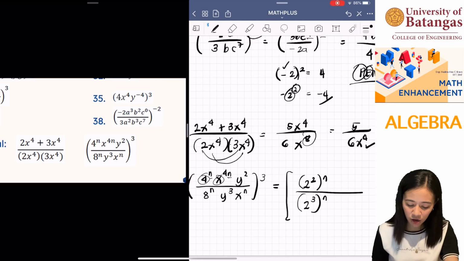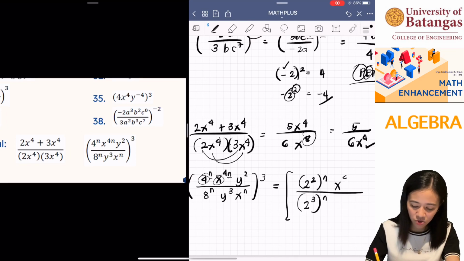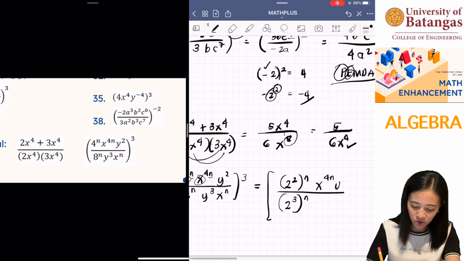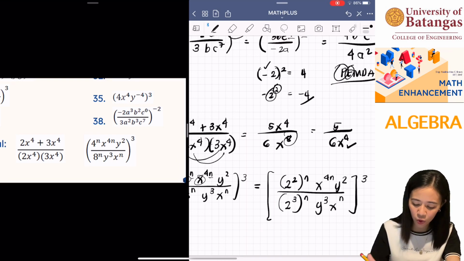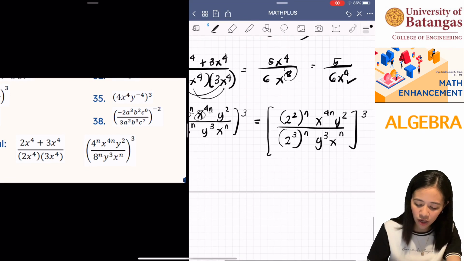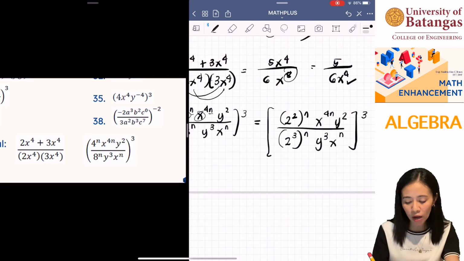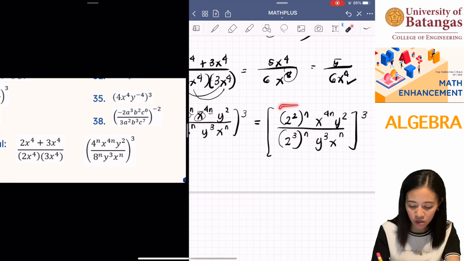Di ba? And then you have, let me just copy, x raised to 4n, and then I have y squared, and then I have y cubed sa denominator, and then x raised to n, quantity cubed. Okay? Tapos, pwede kong gamitin ang power rule dito.